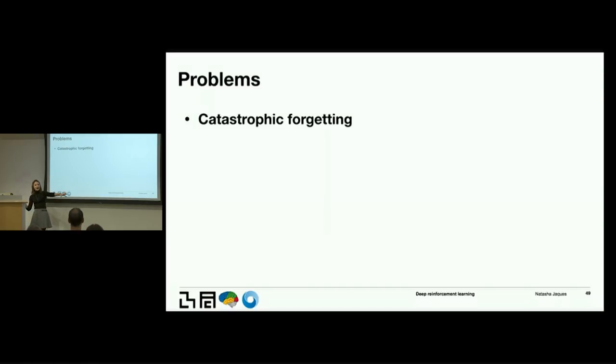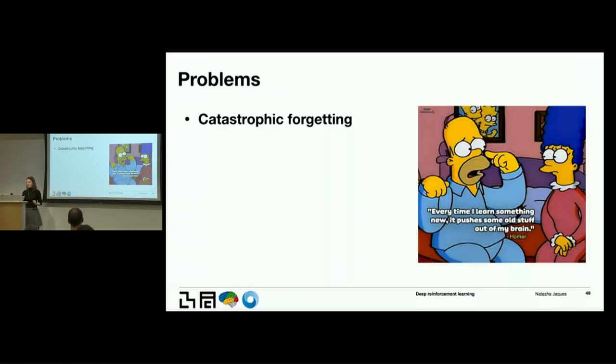If you train on task A, and then you train on task B, it will completely erase what you learned from task A. So they're just like Homer Simpson. Every time he learns something new, it pushes something out of his brain. That's what a neural network is. So that's an issue with this previous paradigm.